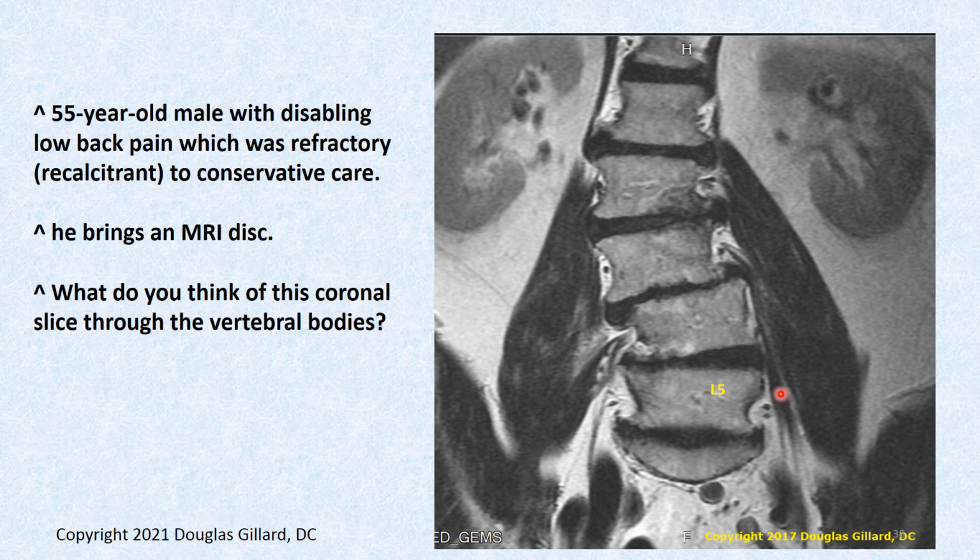Right, so here's a patient in 2017, 55-year-old male, came in with disabling low back pain, refractory or recalcitrant to conservative care. Those are two note card words you'll take with you the rest of your chiropractic lives. Refractory means the treatment didn't work. Recalcitrant means the patient was resistant to the treatment. He brings an MRI with him, so you pop open the MRI. What do you think in this coronal view?